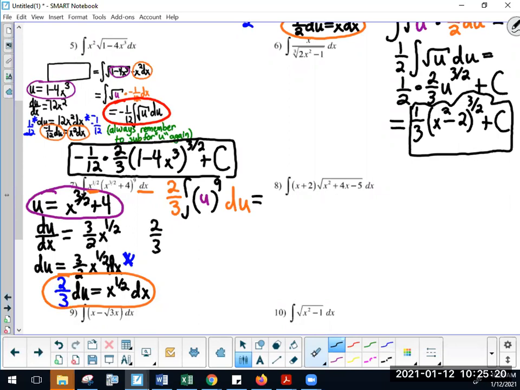2/3, new exponent is 10, multiplied by a 10th, u to the 10th power plus c, and then we are substituting for u again, the original statement. I'm actually going to simplify that. 2/30 is 1/15. The original statement is in terms of x.